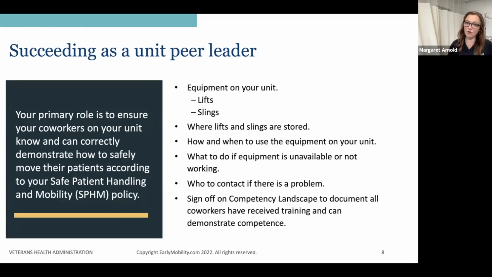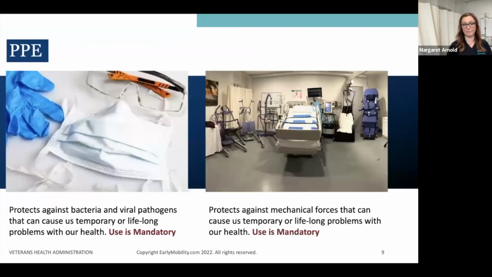Your primary role is to ensure that your co-workers on your unit know and can correctly demonstrate how to safely move their patients according to your Safe Patient Handling and Mobility (SPHM) policy.